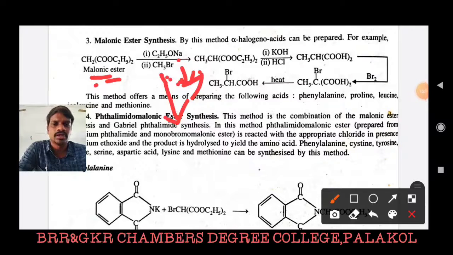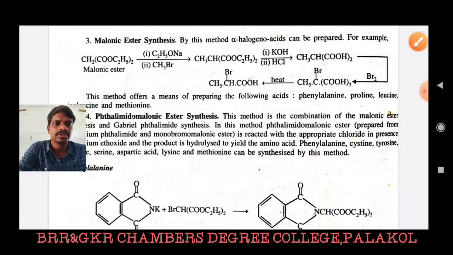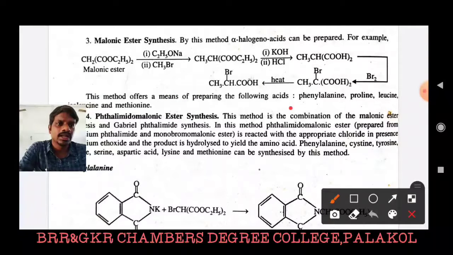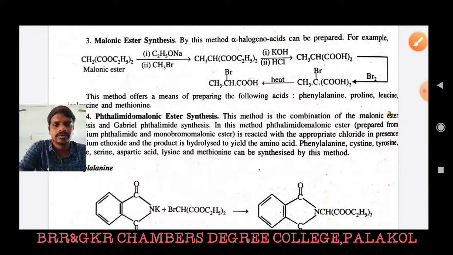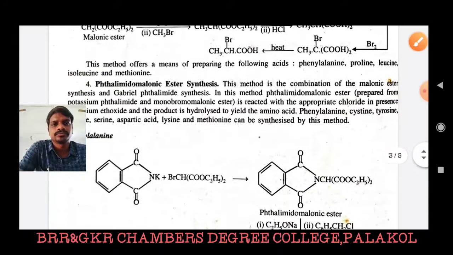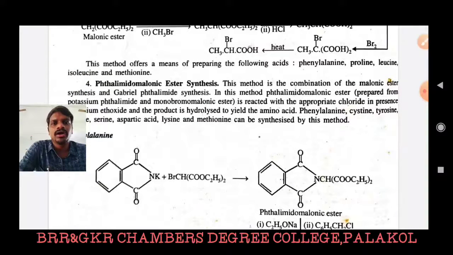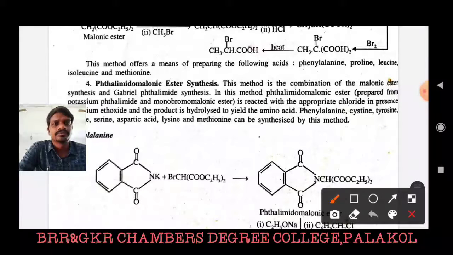This method also has some drawbacks, like the first method. By using this method, we can prepare phenylalanine, proline, leucine, isoleucine and methionine. So this is the third method of preparation of alpha amino acids. And the next method is phthalimidomalonic ester synthesis.